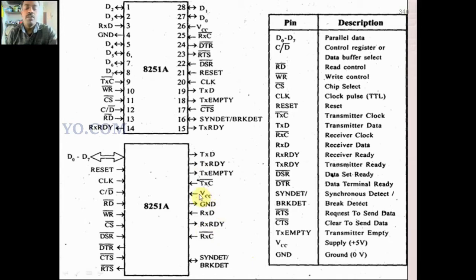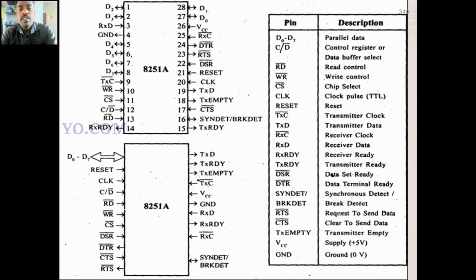Then VCC is the supply voltage, 5 volts is supplied here, and this is the ground. Then RXD is the receive data, then RXRDY, receive ready. Then the last pins are SYNDET, synchronous detect, and break detect. These two are used to control the IC, whether it is operated in synchronous mode or not. Okay, so these are the signals used in 8251.